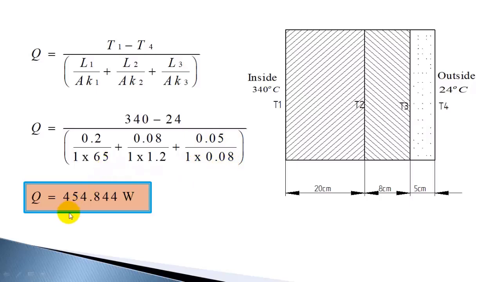Substituting that, you will get the rate of heat flow as 454.844 watts. This is per unit area of the composite wall. Per meter square area, the wall permits 454.844 watts. So every second, a unit area of this composite wall will permit 454.844 joules. If you have to find the heat flow for a longer period of time, say 1 hour, you should multiply by the time period, that is 3600 seconds. That will give the heat flow permitted by this composite wall in 1 hour.